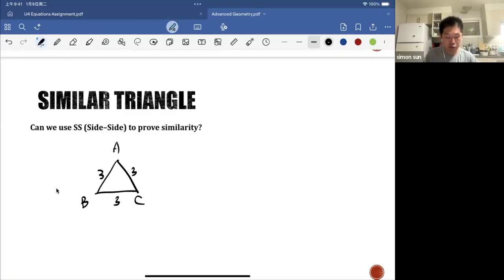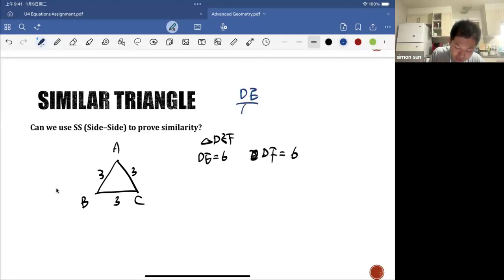Like here, I draw the triangle ABC. Now the second one is triangle DEF. The special part for DEF is DE is equal to 6, DF is equal to 6. Now if you calculate the ratios, DE over AB is equal to 2, which is also equal to DF over AC. The two corresponding sides, the ratios are the same.